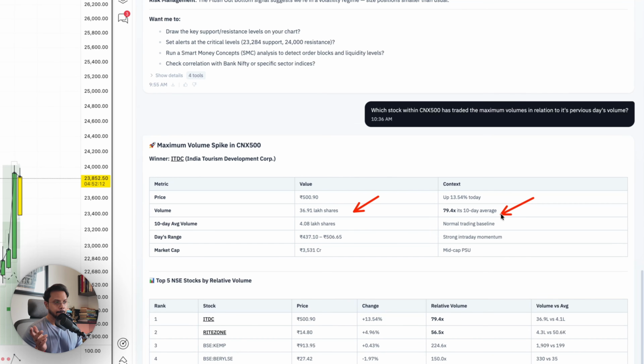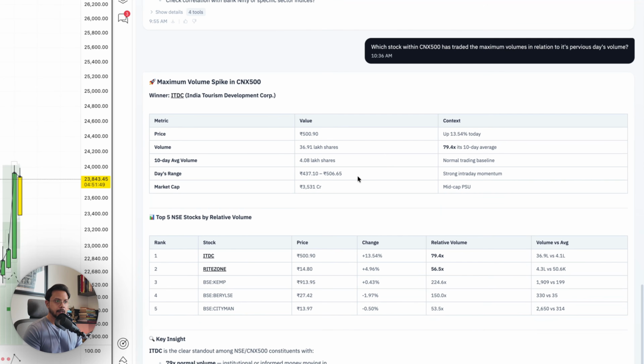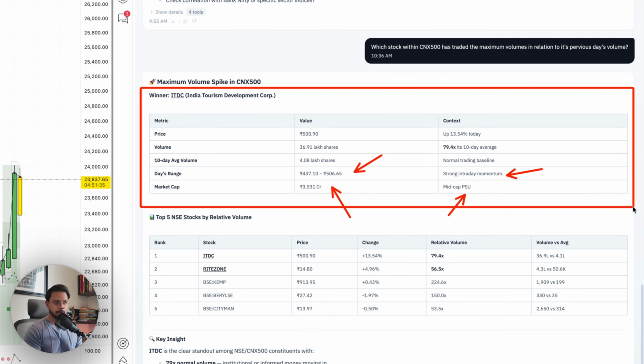I like this guy, because it's comparing not just bar by bar, one bar volume with the previous volume bar. It's comparing with an average. This is smart. I like this. So it's also giving me the 10-day average volume. It's around 4 lakhs. Today it's around 37 lakhs. Day's range, strong intraday momentum. So it's up 13.5%, of course. It's a 3,500 crore market cap, so it's a mid cap PSU. All right. Good. Nice. Good information.